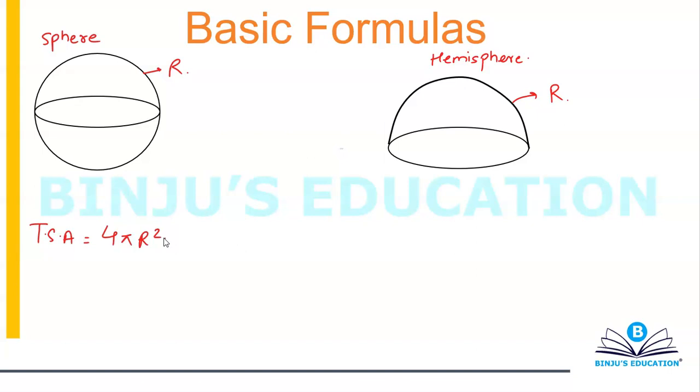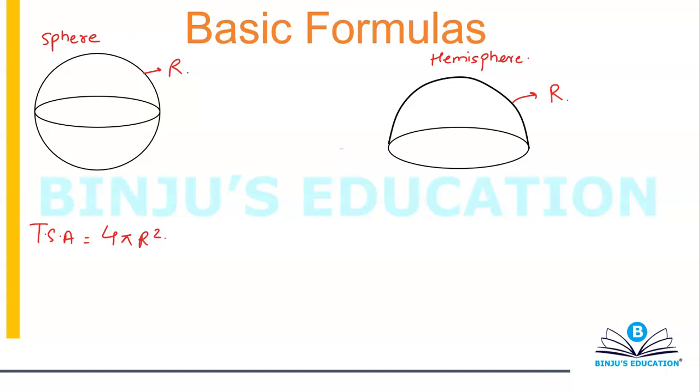In another way you can say that a sphere is basically made up of 4 circles. We know that the area of one circle is pi r square, so for 4 it's 4 pi r square. So the area of the sphere is equal to 4 pi r square. Now, there is no such thing as curved surface area or lateral surface area of a sphere. It's simply the total surface area.